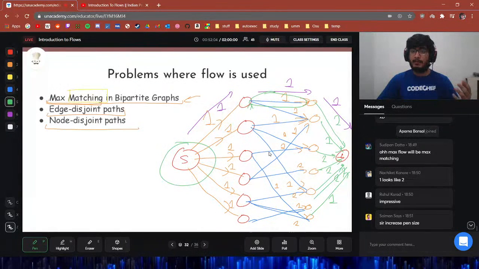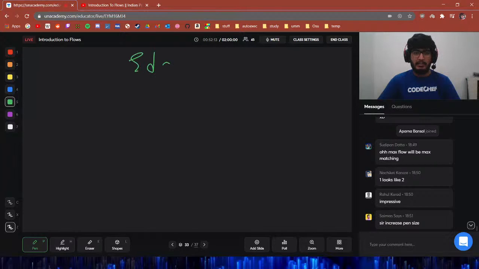So yeah, whatever the final maximum flow in this graph comes to is going to be our final answer, right? Which is going to be the maximum matching. Edge disjoint paths, let us go over to the next problem, right? So let us write edge disjoint paths.